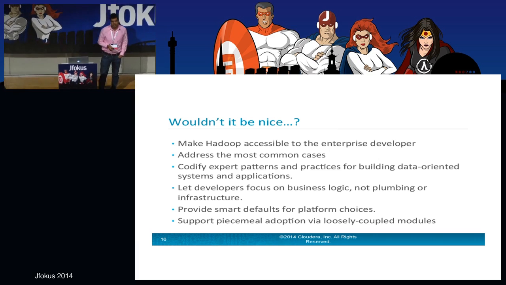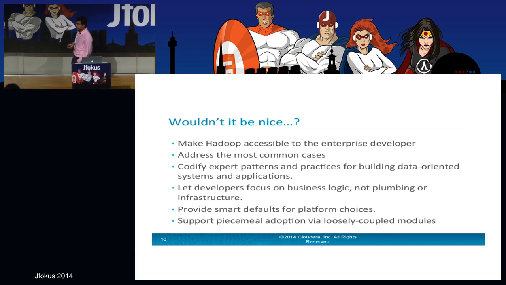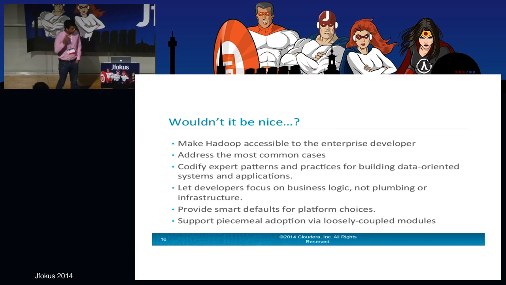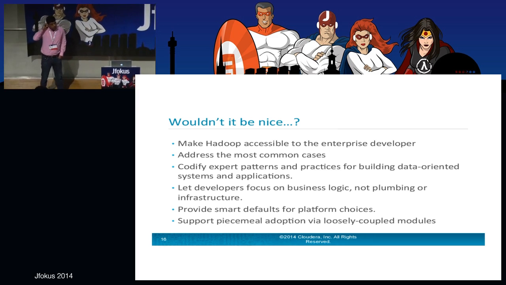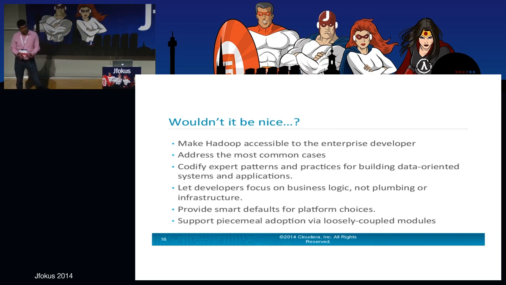So it lets developers focus on business logic, not plumbing and infrastructure, and it makes smart platform default choices. It figures out on its own what the default compression codec to use is. If you want to change that, there's an API to change it. But at the end of the day, our goal is for you to not worry about what compression codec to use. If you start caring, sure, go ahead and change it. So the API abstracts away the details while still giving you the flexibility to swap things around.